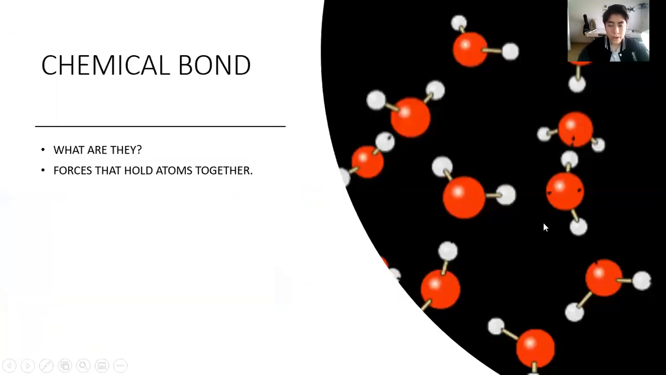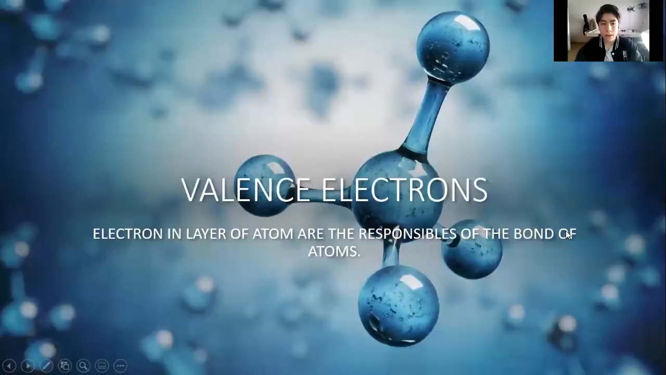First, we need to understand what a chemical bond is. A chemical bond is basically a force that can hold atoms together. On the right side, we can see an example of a chemical bond and how it looks. There are different types of chemical bonds. We are going to see three.